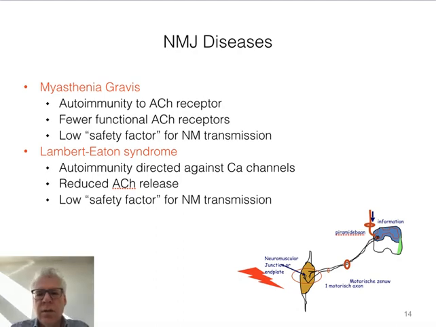Now, there are several diseases associated with this neuromuscular junction, and the two most well known are myasthenia gravis and Lambert-Eaton myasthenic syndrome. In myasthenia gravis, most patients suffer from an autoimmune disease where antibodies are created that interact with the acetylcholine receptor, making the receptor in essence dysfunctional. So it results in fewer functional acetylcholine receptors, and that means there is a lower safety factor for neuromuscular transmission. What do we mean by the safety factor?